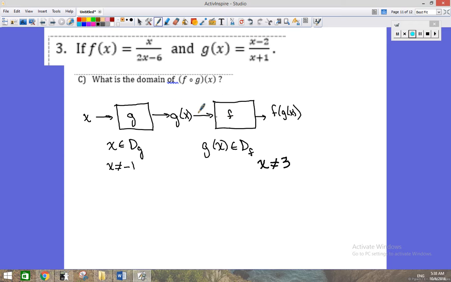Now, f never sees x. f only sees the output of g. So it's the output of g that I don't want to be equal to 3. This input into f cannot equal 3. This time the input is g of x. Well, that's this expression. g of x is equivalent to x minus 2 over x plus 1. We temporarily set it equal to 3 in order to know what to avoid.